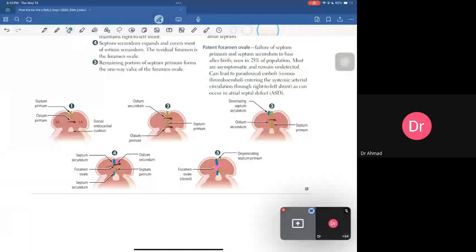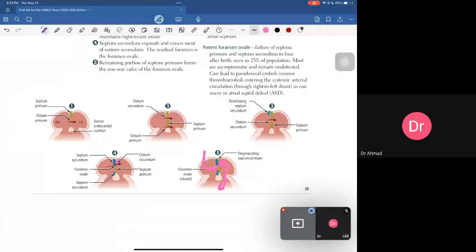But the problem occurs when a patient gets a DVT. When a patient gets deep venous thrombosis, the clot can bypass the lung. Normally the clot will move from the right atrium into the right ventricle and into the lungs. Instead, it will move from the right atrium into the left atrium, through the left atrium into the left ventricle, and it can go to the brain, right? And then it can cause a brain stroke, right? So this occurs in two conditions.